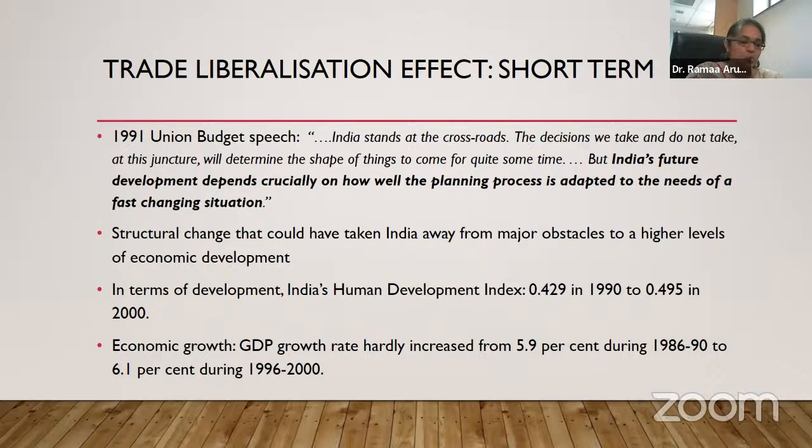But just to give a flavor, the Human Development Index for India did not grow much in the first 10 to 15 years. And the economic growth also, the GDP growth rate, was hardly from 5.9 to 6.1 over a period of 10 years, if we take some of the averages. So, this is a macro look at the period that was supposed to bring about a change in the economic development and economic growth.